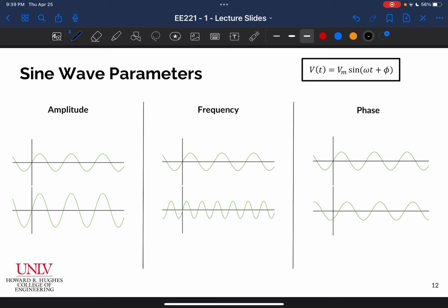And then we have the three major parameters that we can change to alter our sine wave, okay? The first one is Vm, which is the amplitude. So I'm going to underline that in blue. The second one is going to be the frequency, which is kind of wrapped into this omega term, which we've seen. Again, let's remember that omega is equal to 2 pi times f.